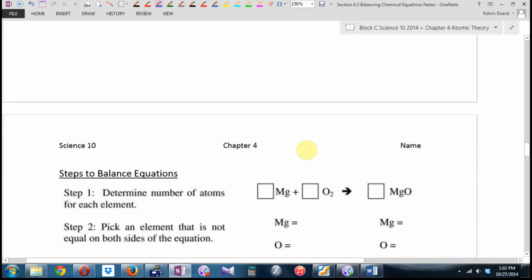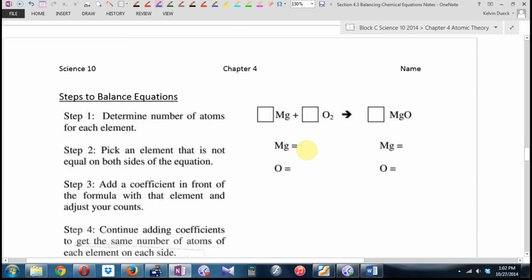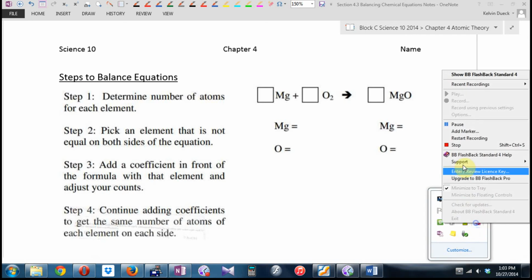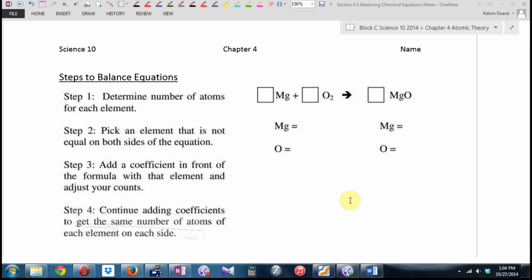Let's practice this. This is the steps to balance. I'm going to go really slow, Courtney, and then next class you'll get faster. Here's how you balance equations. The first thing you're going to do is determine the number of atoms of each element. Step 1. So here is an equation.